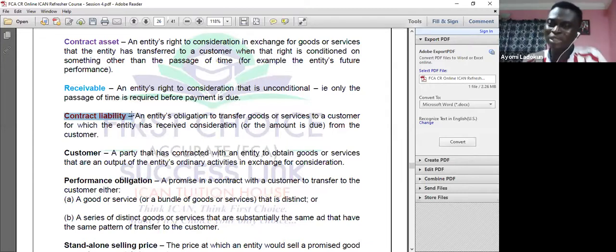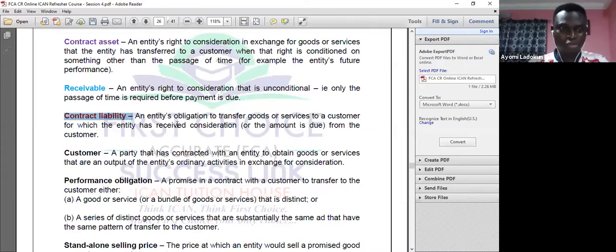So, but then we needed to probably recognize a contract liability because you have collected the money. So in your accounting, you debit cash or bank, as the case may be, and you credit contract liability. As you are fulfilling the obligation, you now debit your contract liability, that's your payables under your liabilities, and credit your revenue. Is that okay? So that's it.